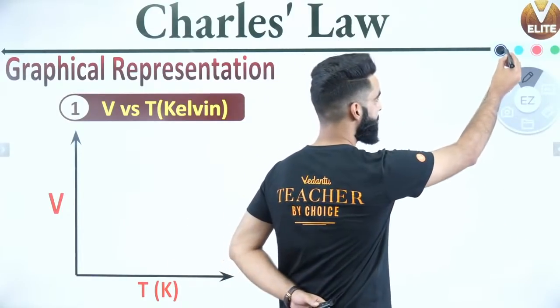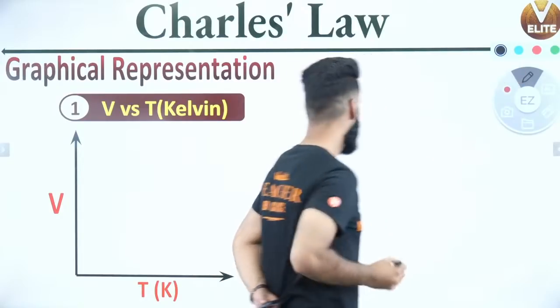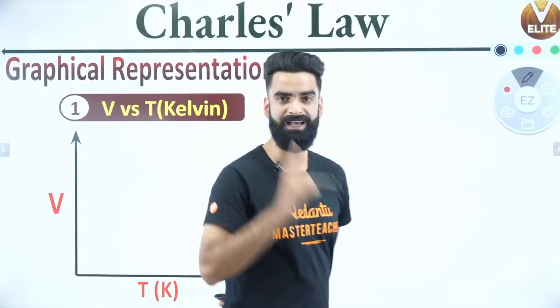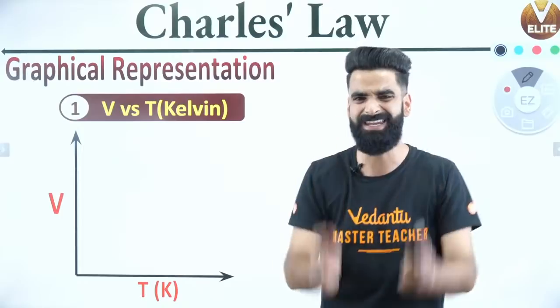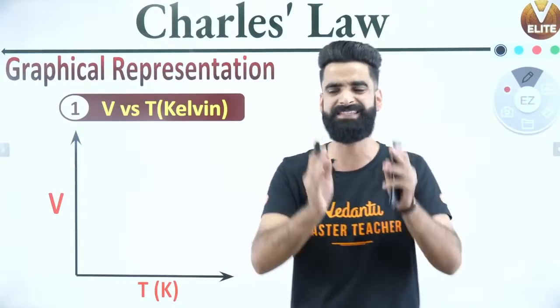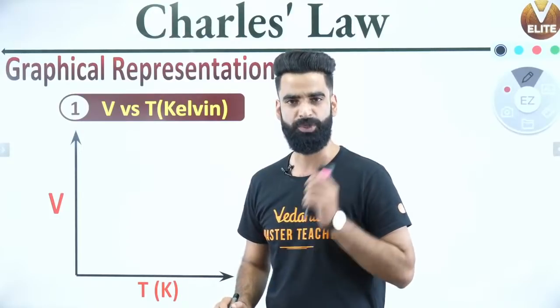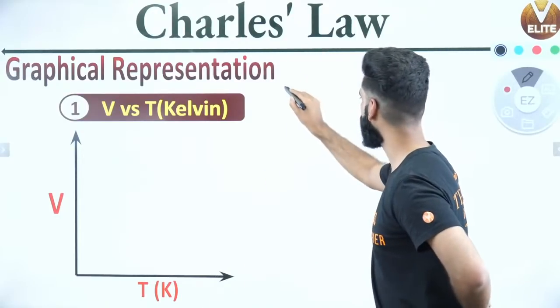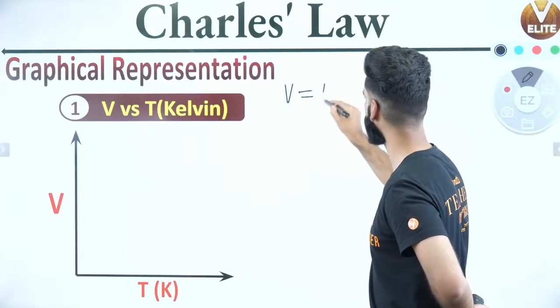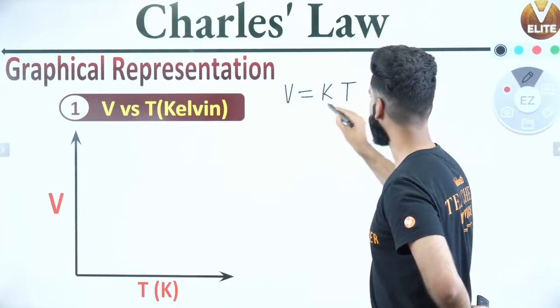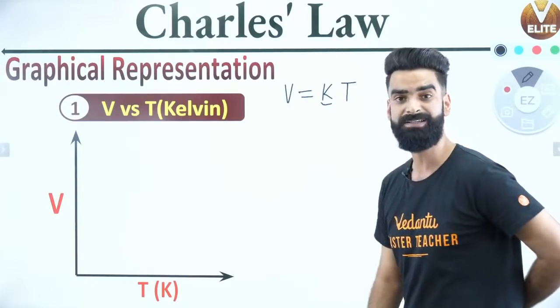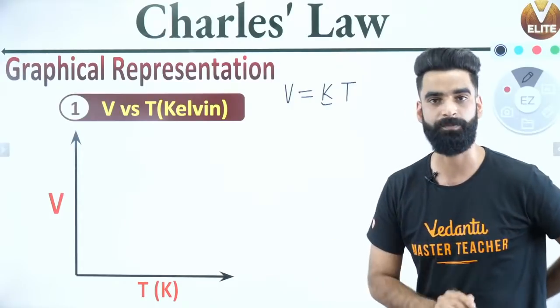Have a look, guys. I told you in the last session, whenever we need to plot any curve, we'll always use the basic equation. What is the basic equation for Charles law? You guys will be remembering that. The basic equation for Charles law is V is equal to K multiplied by T, where K is what we call the Charles constant, and this temperature is in Kelvin.